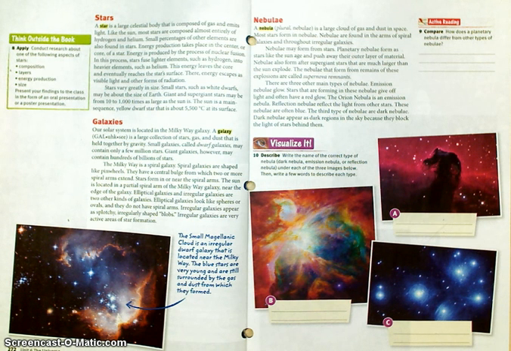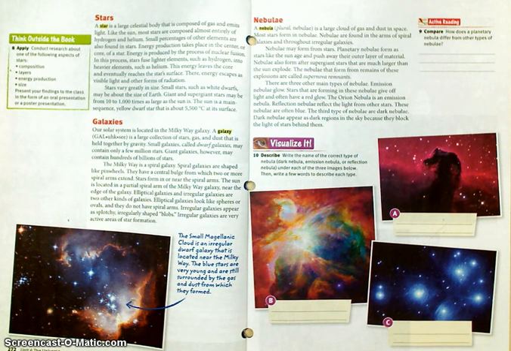Elliptical galaxies are another type, so are irregular galaxies. Okay? Elliptical galaxies look like spheres or ovals, and they don't have any spiral arms. Irregular galaxies appear as a splotchy, irregular-shaped blob. Okay? Irregular galaxies are very active areas of star formation.